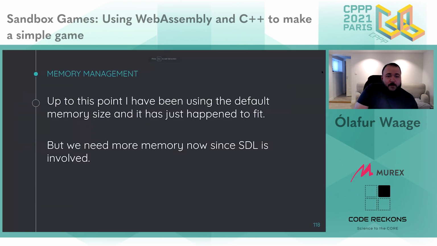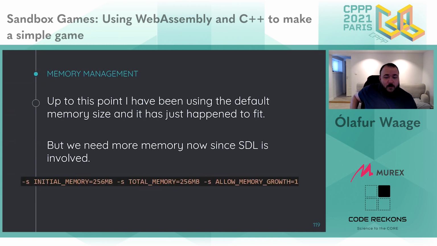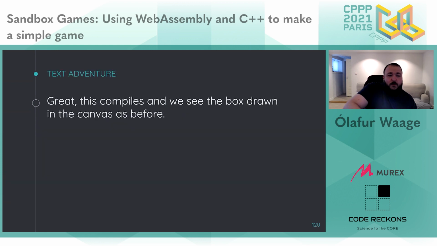So the memory happened to fit, but we need now more memory since SDL has been involved. So I don't need to use all of these. I put all of them just to show you. I can set the initial memory to some amount of bytes. I can set the total memory to some amount of bytes. And I can also say that the memory can grow after that. You can just use them as you see fit. Okay. So this compiles and I can see the box. So I'm happy there.